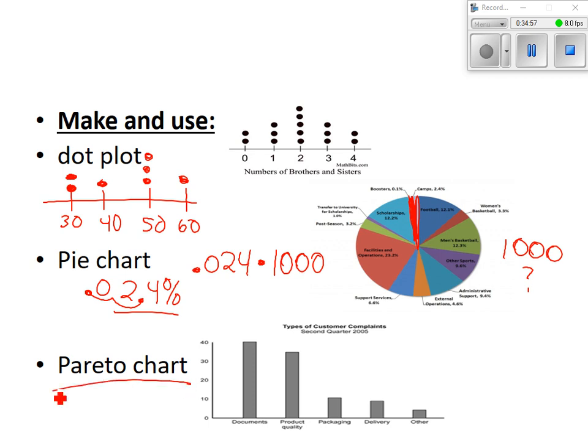Pareto chart. A Pareto chart is like a bar graph, except it always goes from the most to the least. It always goes most to least.